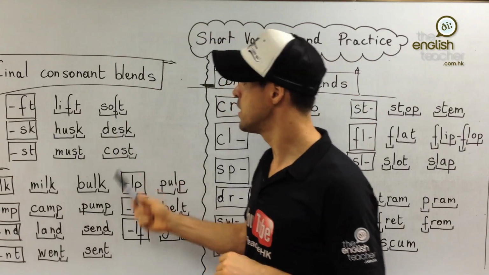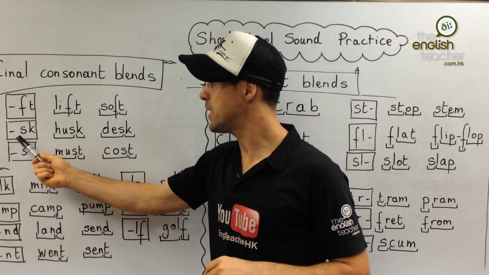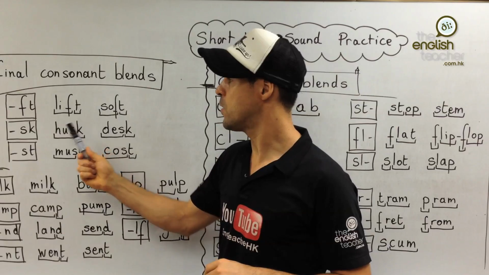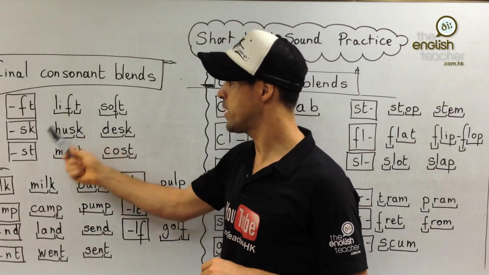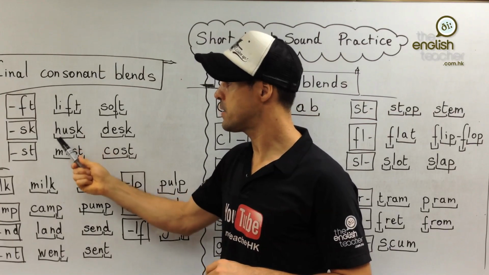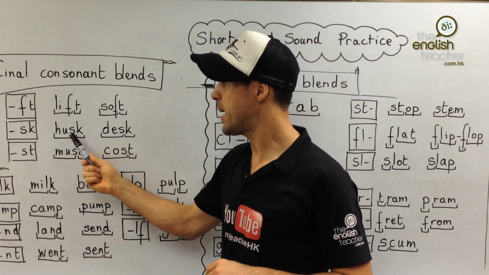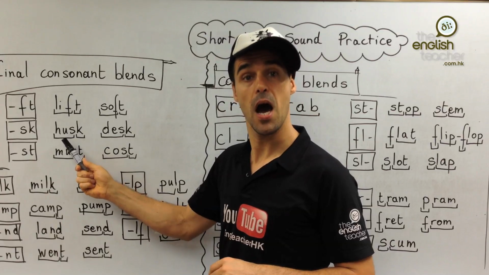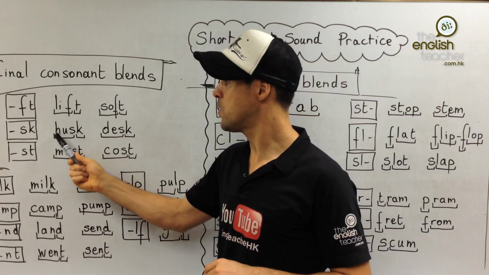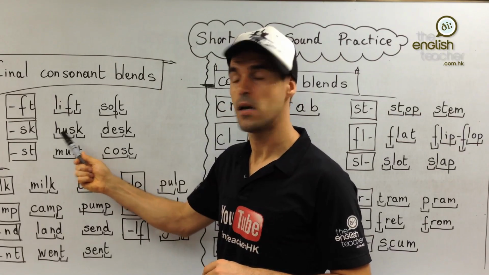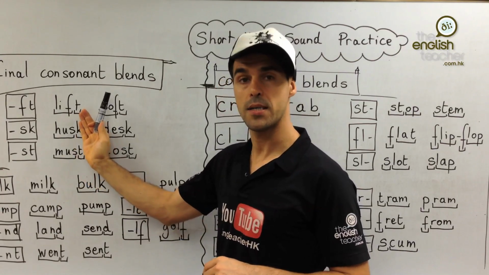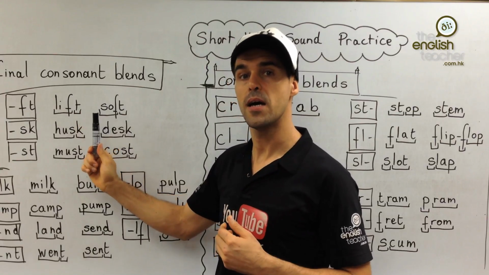soft. Alright. The next one is the ending SK. So SK sounds like sk. Okay. But again, we can split it up. The first three letters are here HU and S. U like in cup. Okay. So we're going to say ha, hus, and then add the K. Husk.